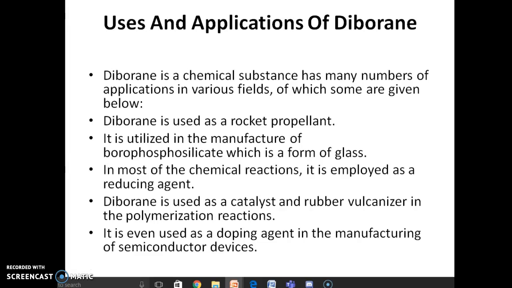So with this we have completed the first part of the chemistry of the non-metals, that is, compounds of boron.